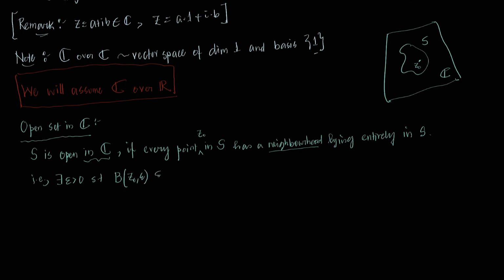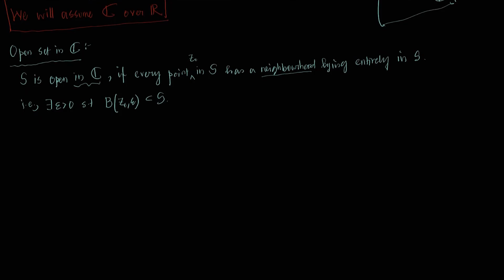This should always be totally contained in S, not outside or on the boundary. It should be totally contained in S for some epsilon. It doesn't have to hold for all epsilon, of course that's not true, but for some epsilon. You can show a small enough epsilon for which this is always true. Okay, so what do I mean by this?